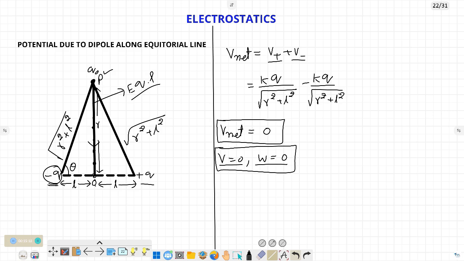So what is the conclusion? Along the axial line there is a potential. Along the equatorial line, what is the potential? That is equal to 0.